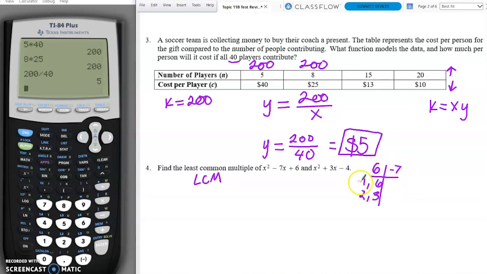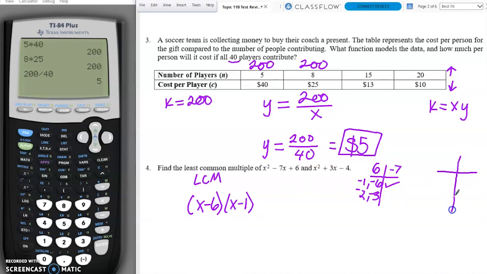But since we need to add to be a negative, I'm going to make both negative. And so when I make them both negative, the pair that adds to be negative 7 is negative 1 and negative 6. So this one, we're going to have x minus 6 and x minus 1. And now let's factor the other guy.